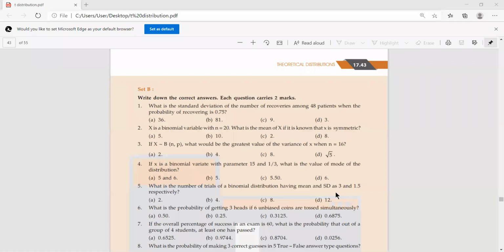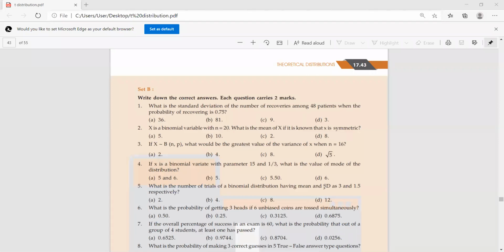So, good morning, everyone. Earlier, we have completed the concepts of binomial and Poisson distribution. Now, we will solve the related sums for the same in exercise set B. So, let us begin with sum number 1.